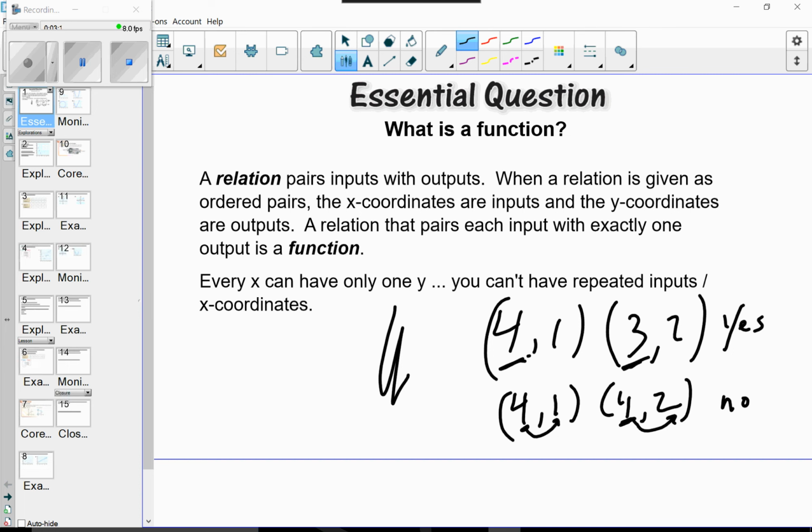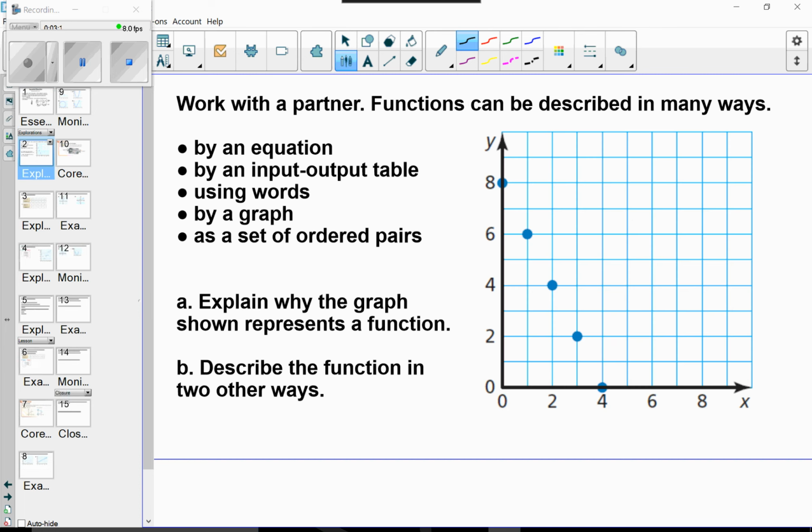We will explore more of this as we go forward, but that's just a real quick look at function, not function. Again, you're going to do this on your own, not with a partner. It says functions can be described in many ways. We just talked about a set of ordered pairs. Also, functions usually are written as an equation. There's an input-output table, you can do it with words, and you can do it with a graph. These are all different ways to represent a function.